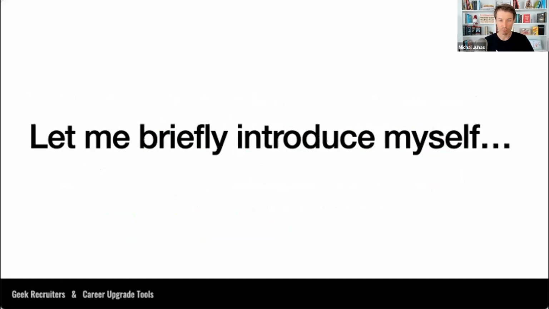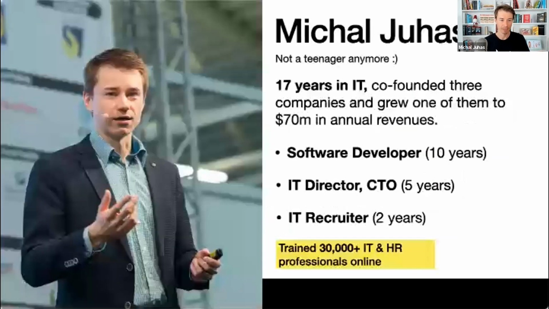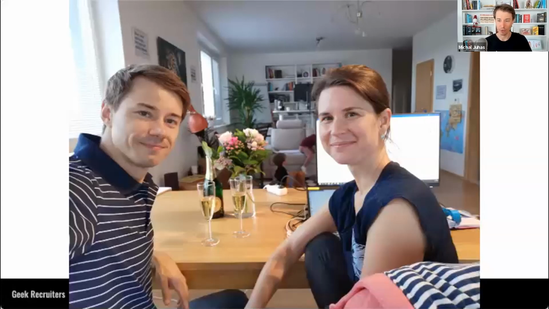Let me briefly introduce myself for those of you who have not joined my previous webinars or seminars. I'm Michael. Some say I look like a 17-year-old child, but the number 17 actually means something else. I've been in IT for 17 years. I've co-founded 3 companies and grew one of them to $70 million in annual revenues. I used to be a software developer for about 10 years, an IT director, a CTO, and an IT recruiter for 2 years. Over the years, I trained over 30,000 IT and HR professionals online. With some of you, we've known each other for quite long and quite well, like with Adelina, right? So good to see you again.